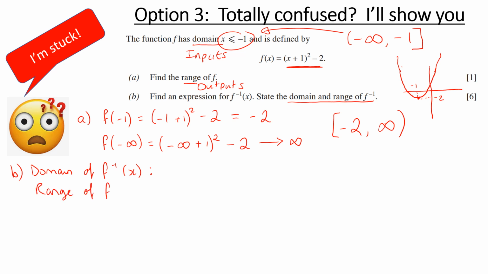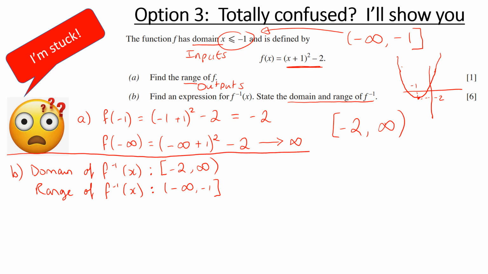Now these are really easy to do because we know the domain and range for the original function. With the inverse, we just swap them around. So earlier on, the domain was, I'm going to use the bracket notation, minus infinity to minus 1. So that now becomes my range, minus infinity to minus 1. The range in part A was minus 2 to infinity, so that now becomes my domain. So I've written those two down first because I think they're going to help me with the rest of the question.